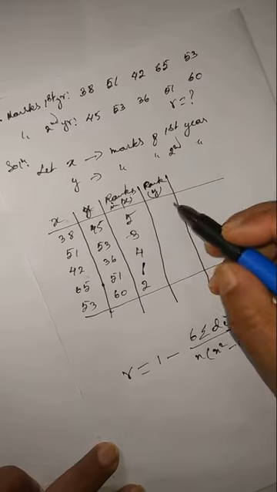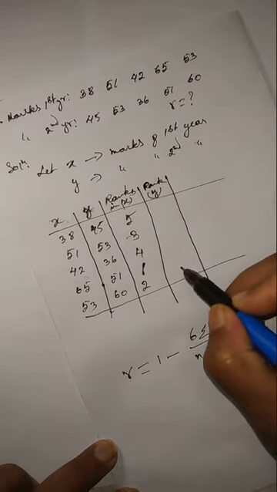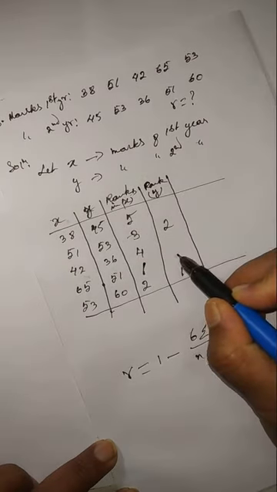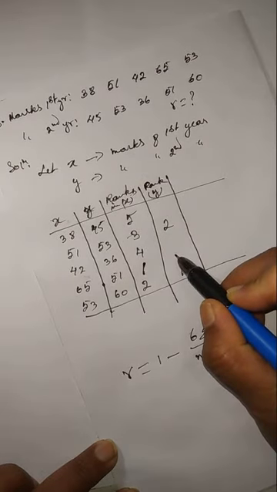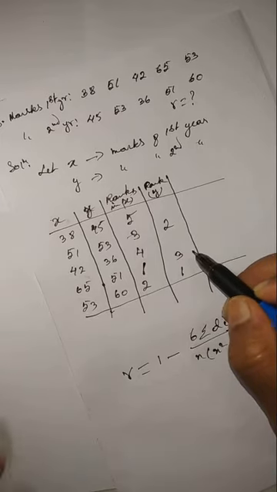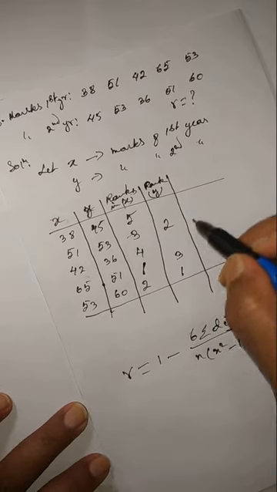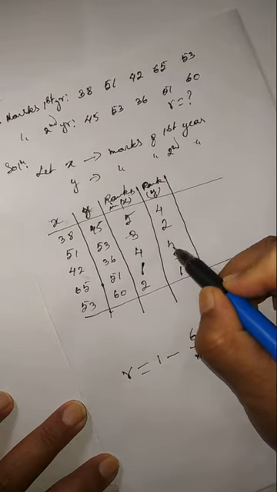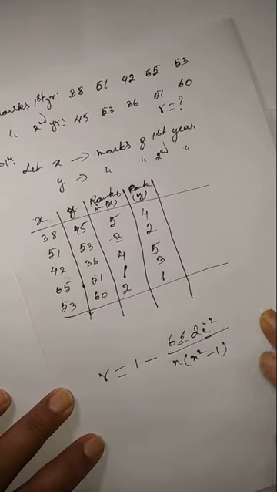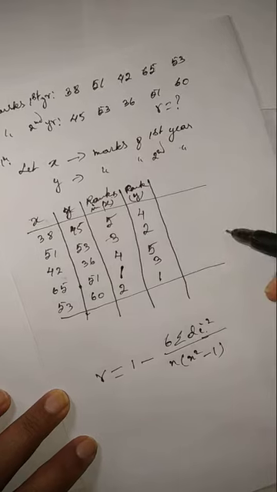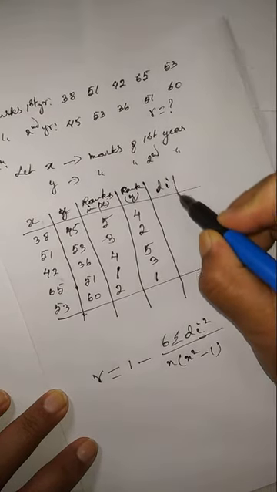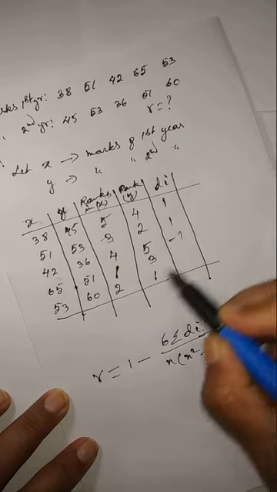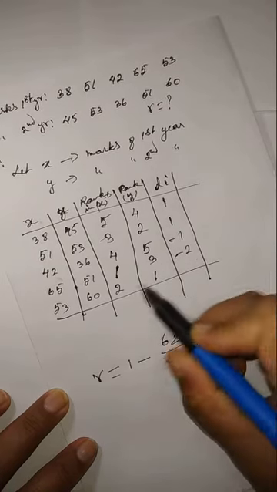And then the rank in y: 1 is the highest, where is the second? 51. Where is the third? Third is 51, and then 45, and fifth is 36. Now we have the ranks in variable x and the ranks in variable y, so we can take the difference in ranking. So 5 minus 4 is 1, 3 minus 2 is 1, 4 minus 5 is minus 1, 1 minus 3 is minus 2, 2 minus 1 equals 1.